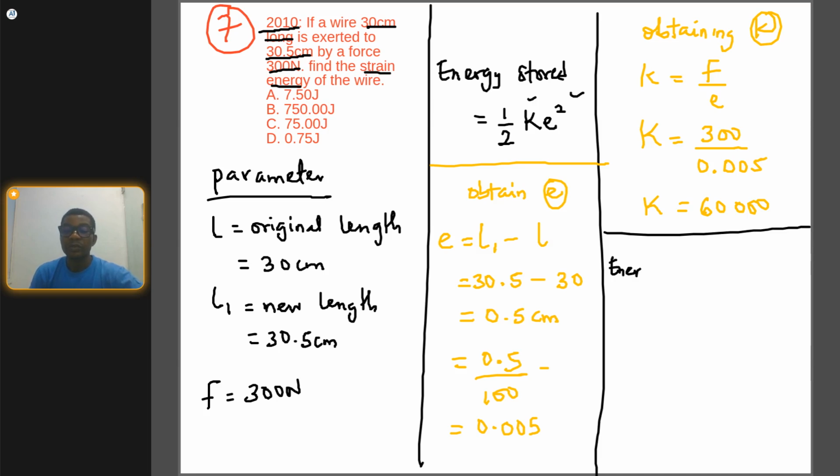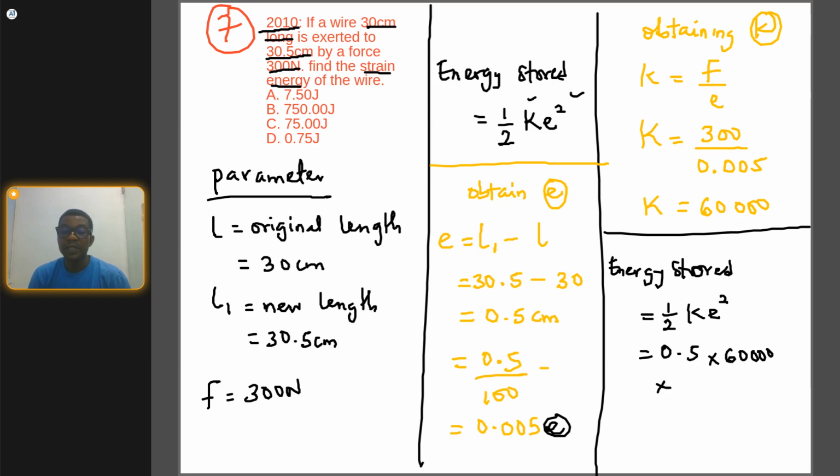Energy stored is equals to 1 over 2 Ke squared. 1 over 2 is the same thing as 0.5, multiplied by 60,000, multiplied by E squared. What is E? The value of E is 0.005. This is the value of E, 0.005. Then all squared.